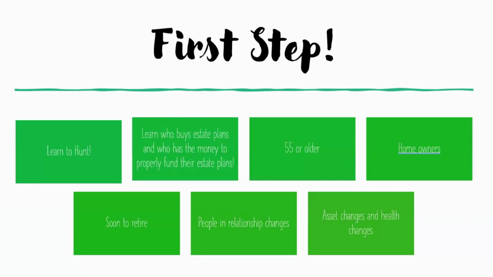Homeowners need a good estate plan. People who are soon to retire are thinking about it. People in relationship changes need to redo their estate plans. And people who are having asset changes and health changes need to make sure their estate plans are in order.